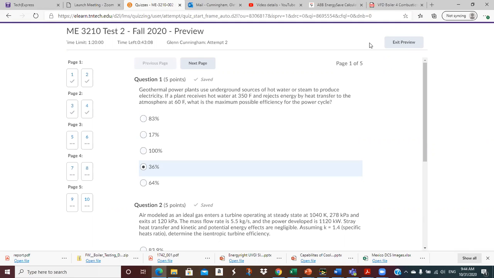Okay, so as far as the test is concerned, let's go ahead. I've got this in preview mode, and so let's go ahead and take a look at the solution of it.